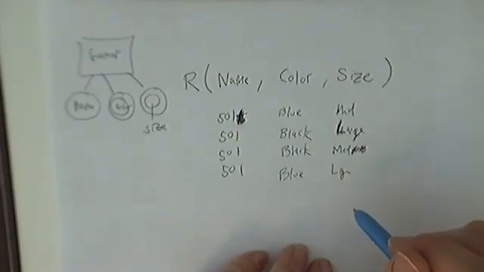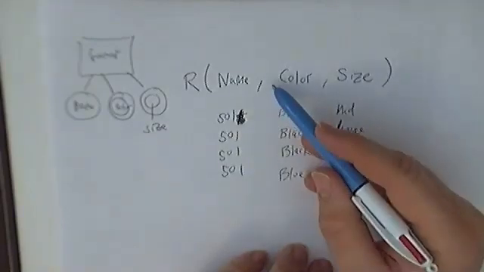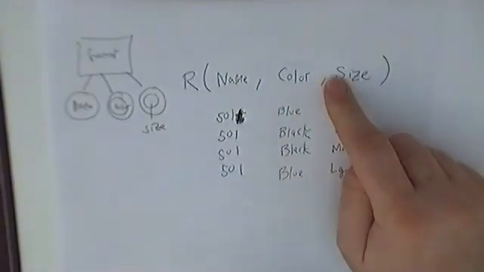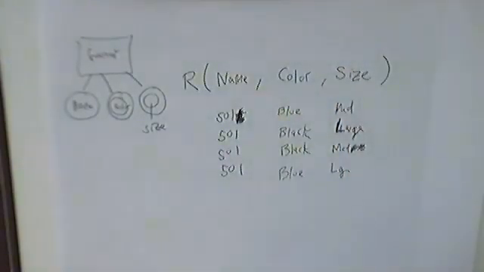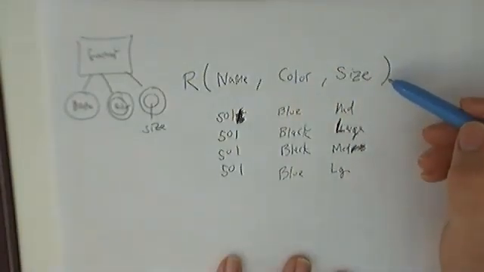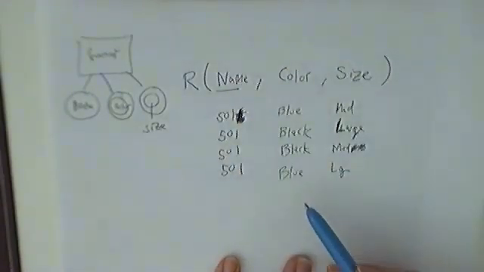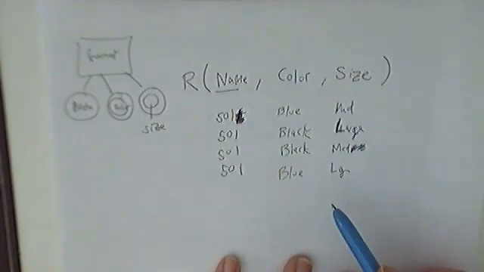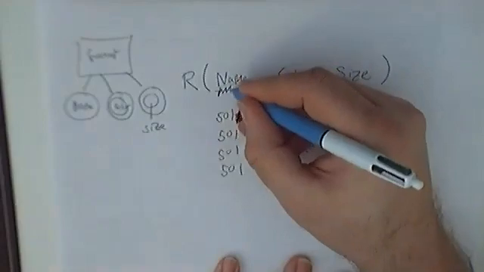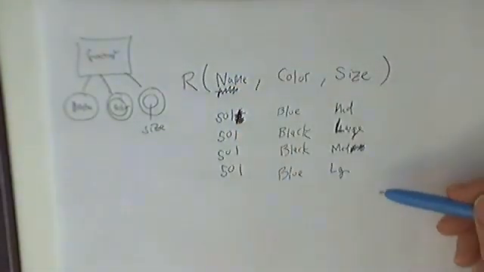But is this in BCNF? What are the functional dependencies that hold over this? Are there any functional dependencies that hold over this? I haven't said any. Is name a key of this relation? I'm waiting for it in the chat. Name is not a key of this relation. That's right, it's not. So this is in BCNF.